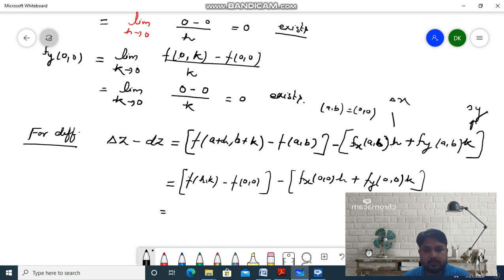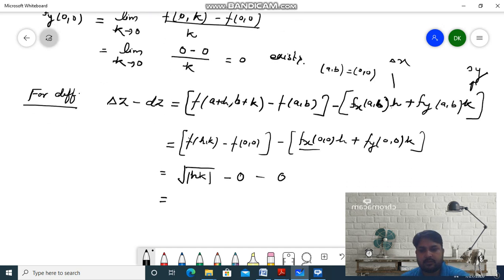Here f(h, k) is square root of mod h into k, minus f(0, 0) which is 0, and again fx is 0 and fy is 0, so all these values are 0. So this is equal to square root of mod hk. Now, we want to check whether this tends to 0 as (h, k) tends to (0, 0). First of all we will write it in the form of epsilon 1 into h plus epsilon 2 into k. This is equal to this one.